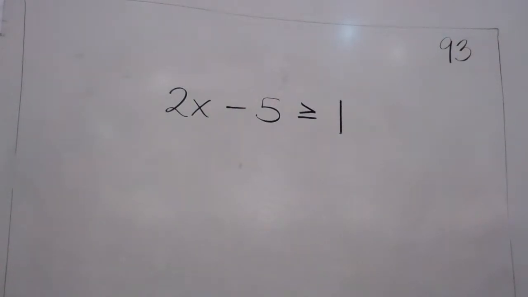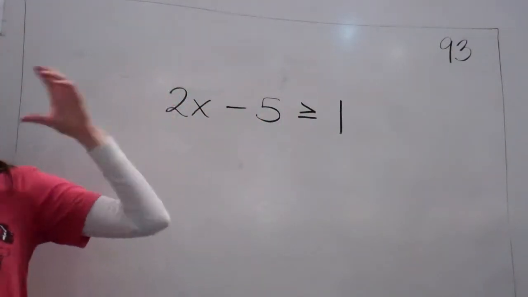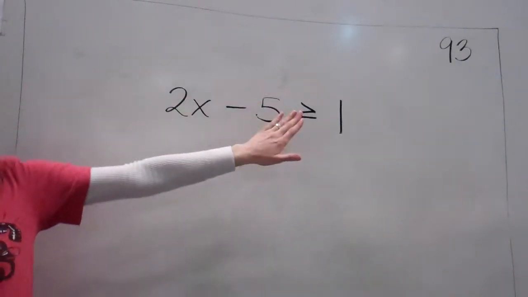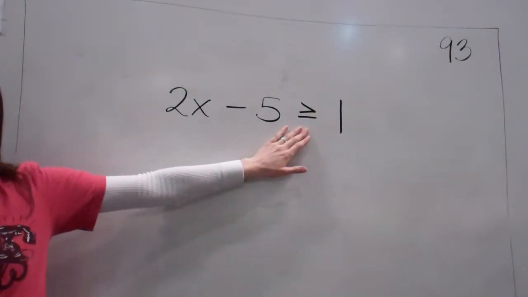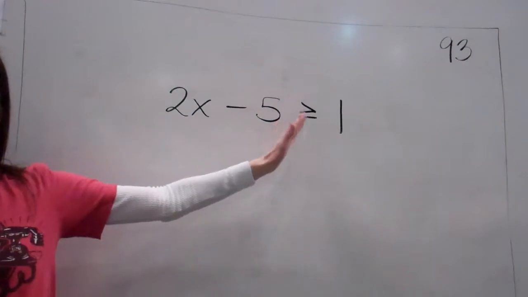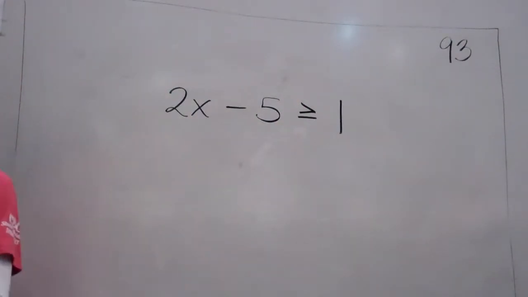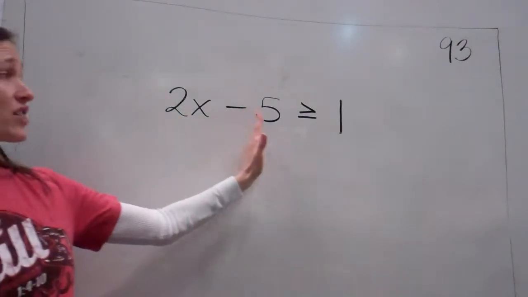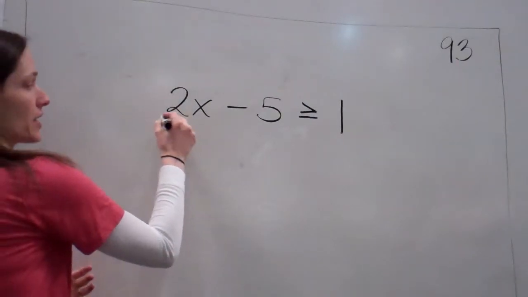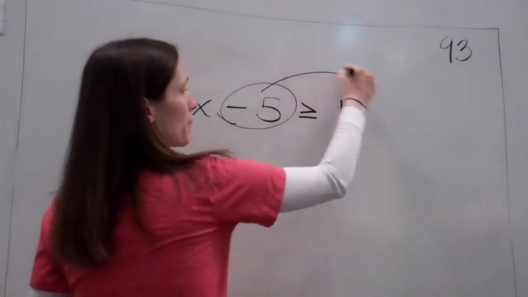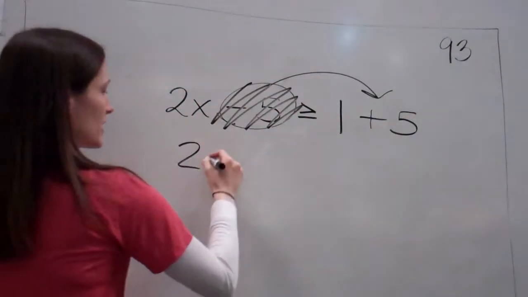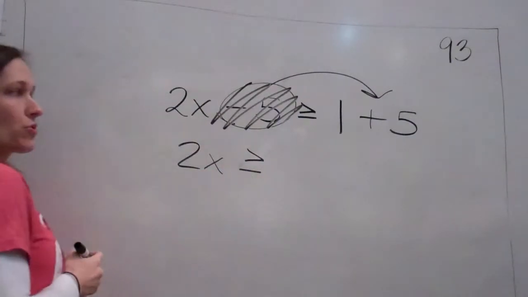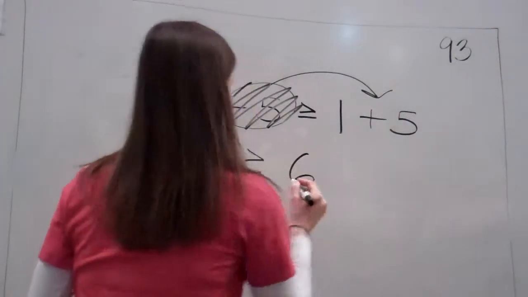Okay, when you're thinking in terms of equations, you just have to see this as an equal sign, just for now. It's not an equal sign, I know that, but you have to see it the same as an equal sign. So again, what is my very first step? I want to move the -5 over because I want this by itself. So when I move it over, it becomes +5. Then that says 2x is greater than or equal to 1 plus 5, which is 6.